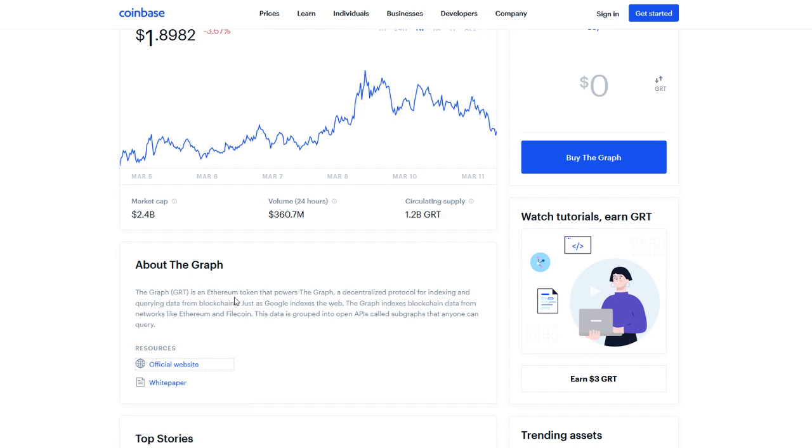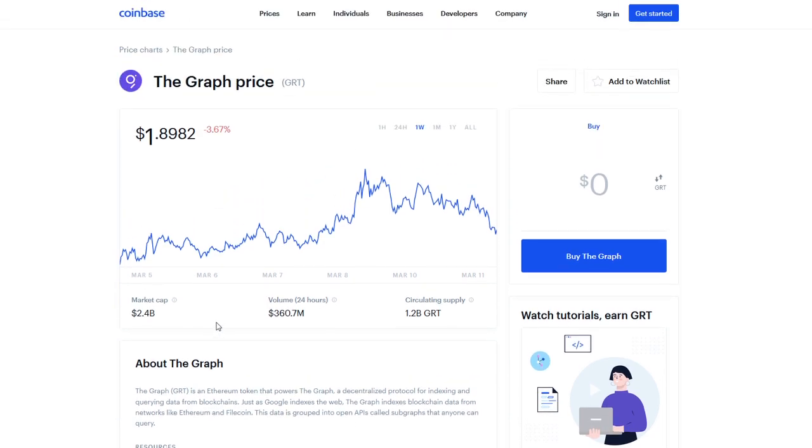So The Graph is an Ethereum token that powers The Graph, a decentralized protocol for indexing and querying data from blockchains. Just as Google indexes the web, The Graph indexes blockchain data from networks like Ethereum and Filecoin. This data is grouped into open APIs called subgraphs that anyone can query. So The Graph is a very unique token. It has a lot of uses, and the utility of The Graph is pretty outstanding.